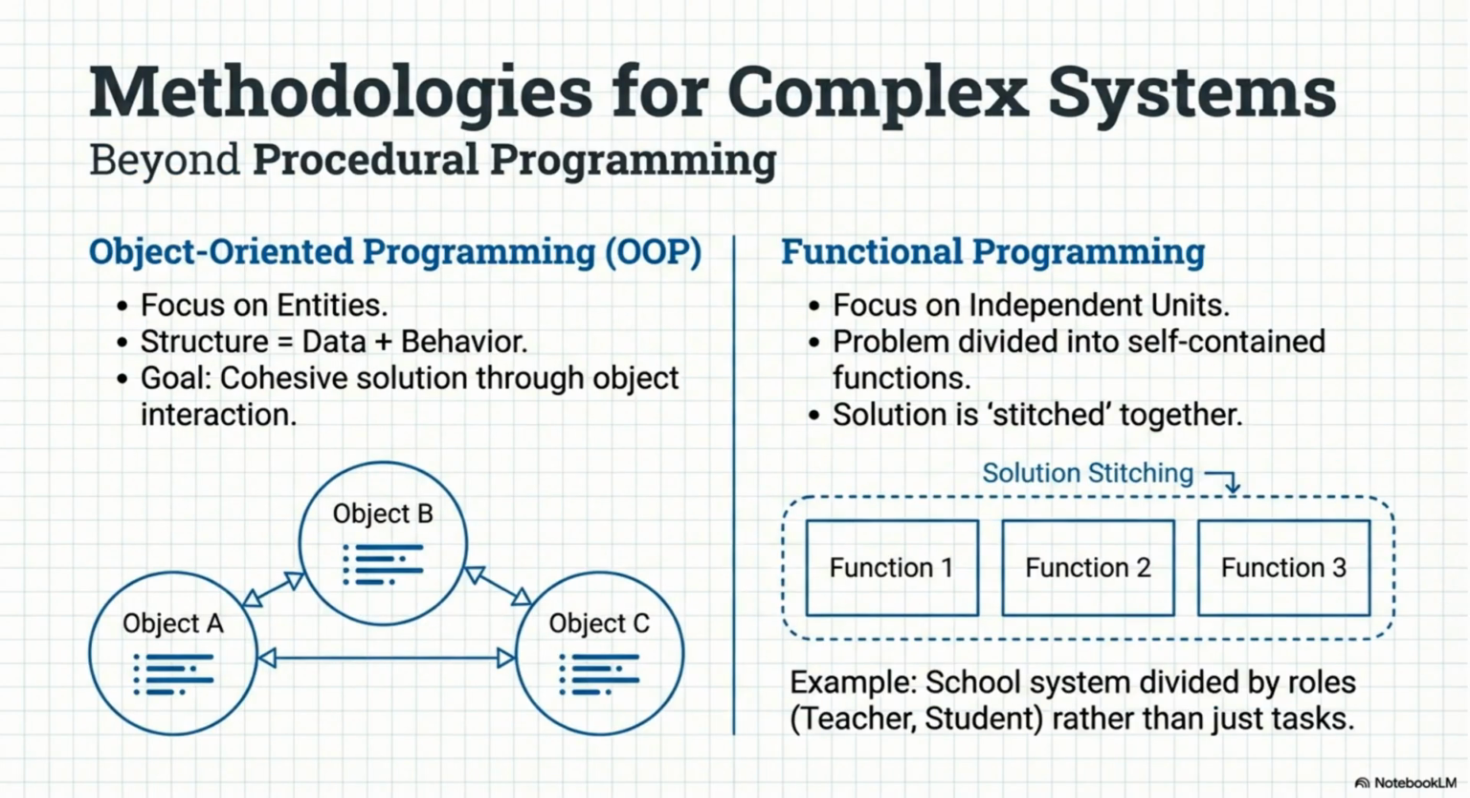For complex systems, object-oriented programming, or OOP, focuses on entities structuring code as data plus behavior, aiming for cohesive solutions through object interaction. Functional programming focuses on independent units, where problems are divided into self-contained functions that are stitched together.